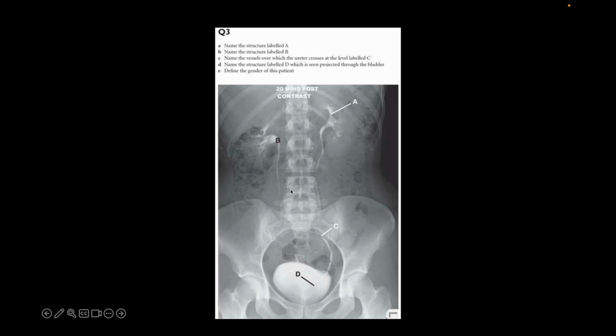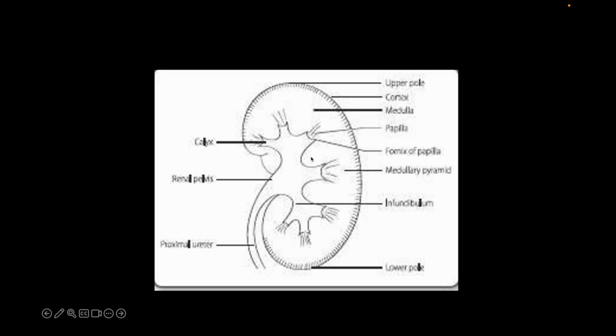And the question is, define the gender. You can see a coil or intrauterine system, and see it's a female. This is the image that I wanted to show you when it comes to all the little things. It's not the best resolution image, but this is what you need to know for the exam. I don't think you need to know more detail than this.